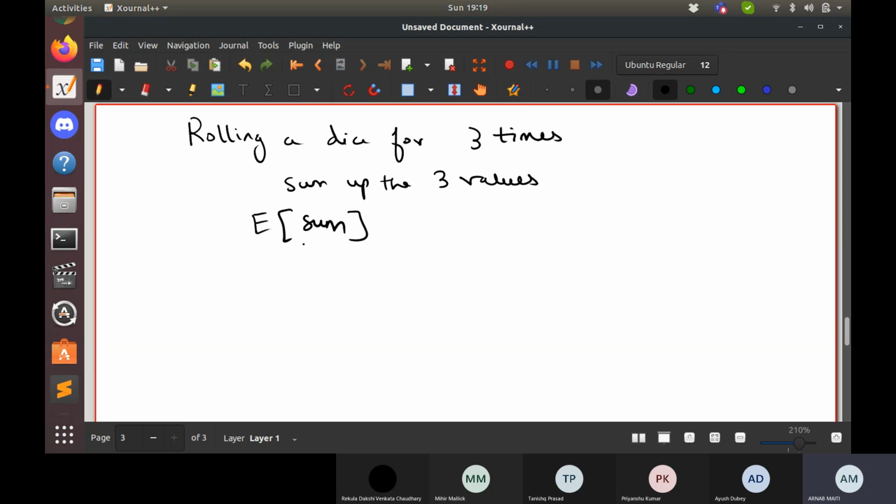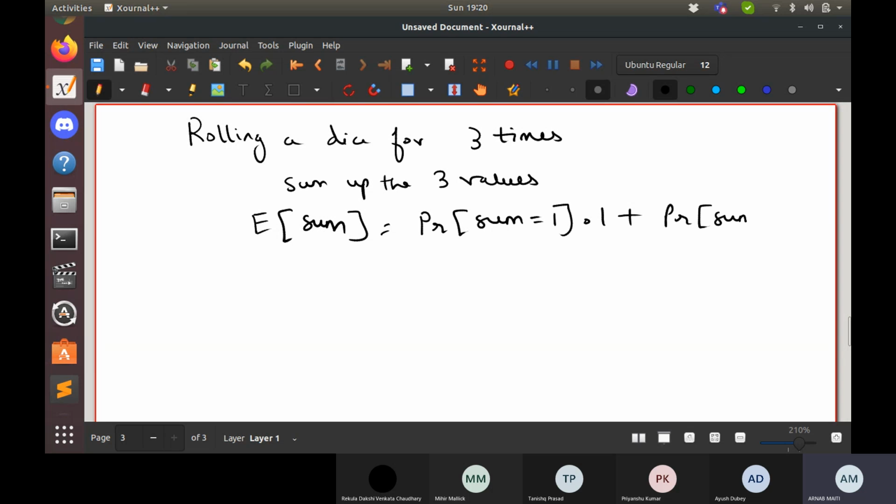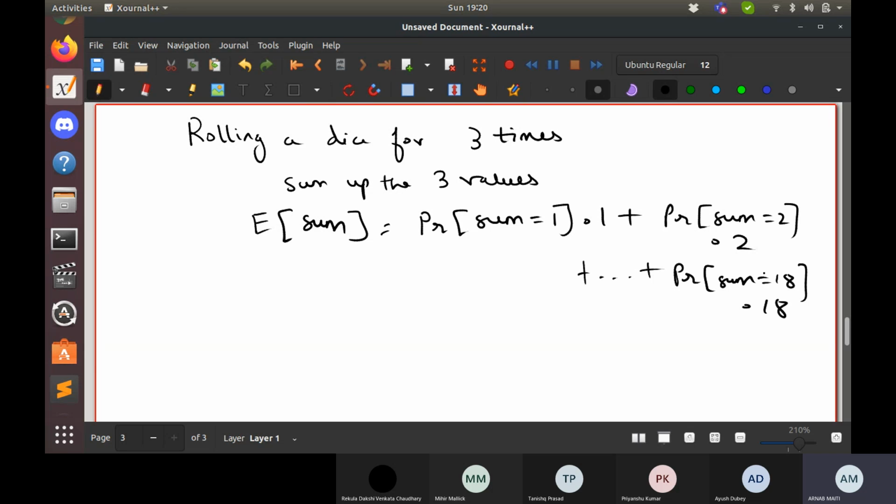It would be a pretty tough task to now sit and compute the probability that sum is equal to 1 times 1, plus the probability that sum is equal to 2 times 2, and up to, like, the sum can be at most 18, so the probability that sum is equal to 18 times 18. It's a very tedious task. You can do it, but it's hard work actually.